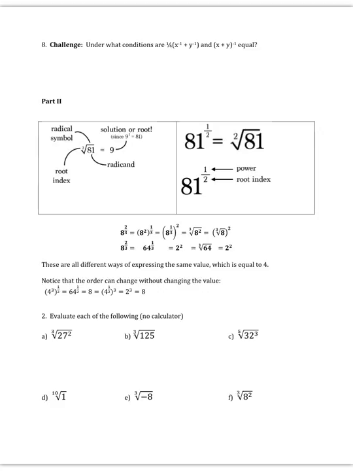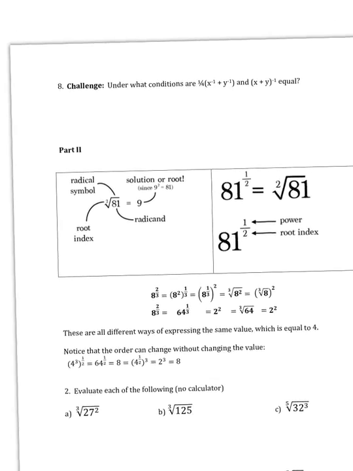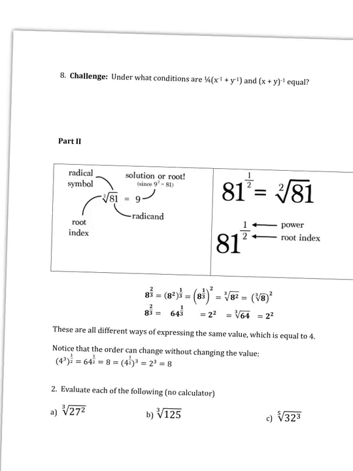Moving right along. Okay, so under what conditions are these two equal to each other? Let's work it out. In the first case we have 1/4 times x to the -1 plus y to the -1. So we have 1/4 times 1 over x plus 1 over y, and we're saying that that's equal to 1 over x plus y.